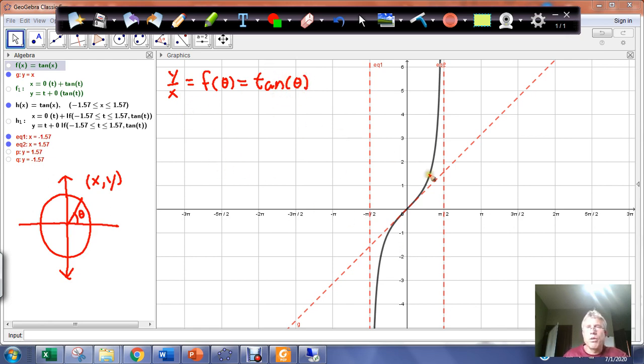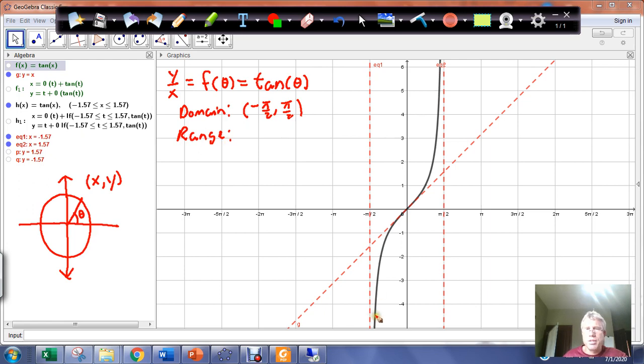Our goal is to get a function that is invertible, so we're going to restrict the domain to get a one-to-one graph. So we're going to restrict the domain to the open interval from negative pi over 2 to pi over 2. So between the two vertical asymptotes, we can't do a closed interval because we can't plug negative pi over 2 or pi over 2 into the tangent function. It's undefined at those values. So we restrict the domain.